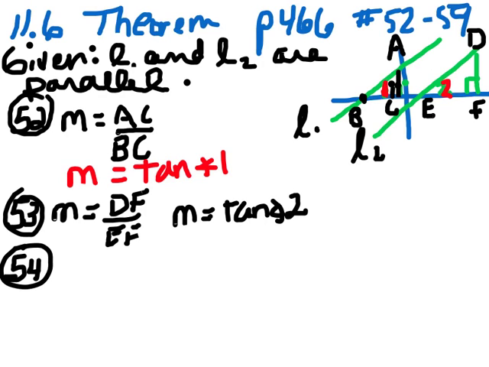54 says, why is angle 1 equal to angle 2? Since these are parallel lines, we could look at it as parallel lines cut by a transversal. Let me highlight the parallel lines. The two green lines are the parallel lines, and the transversal could be that axis there. So why is angle 1 equal to angle 2? That's because they are corresponding angles. Corresponding angles are congruent.